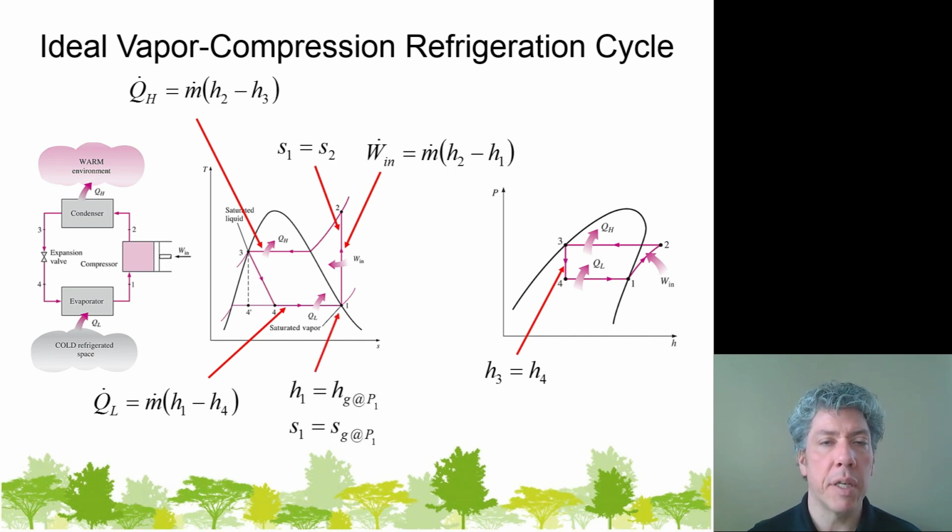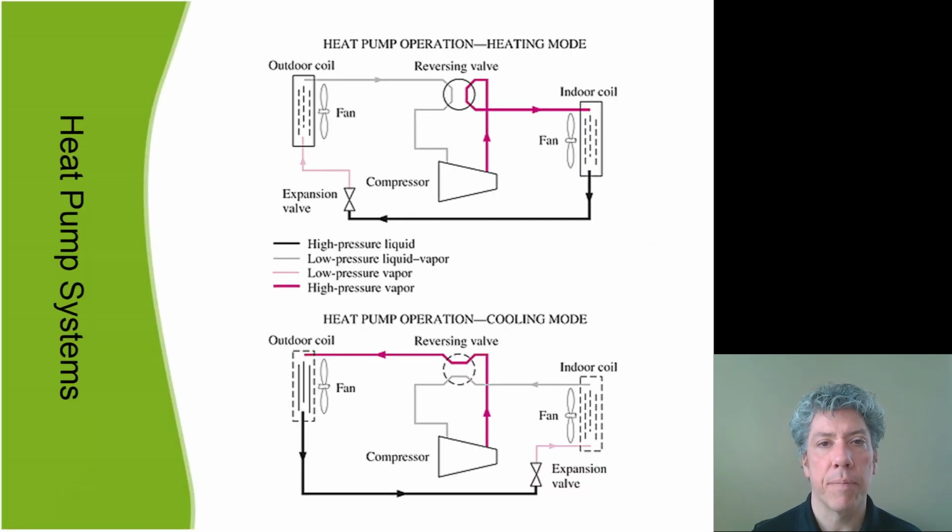Another really important key thing to solving vapor compression refrigeration cycles is to remember that you will need the enthalpy and entropy at state 1. And so those would just be the enthalpies of saturated vapor at the lower pressure. Similarly, you will need the enthalpy and the entropy at state 3. And that would just be the saturated liquid entropy and saturated liquid enthalpy at the higher pressure.